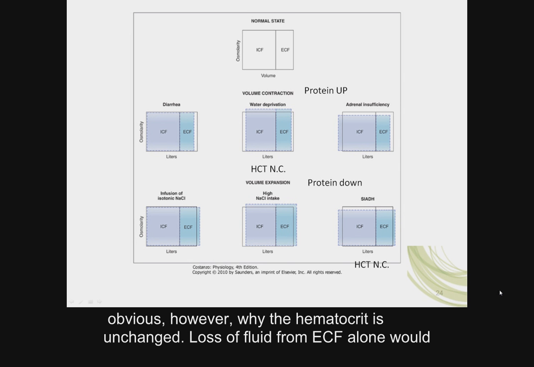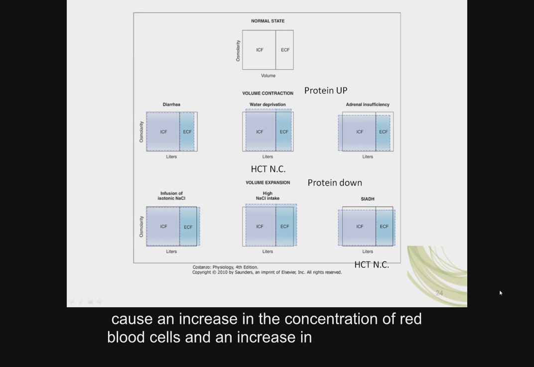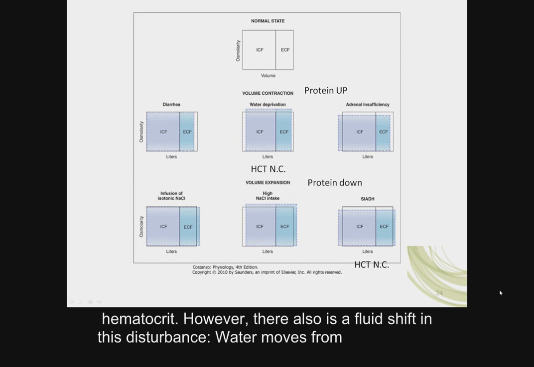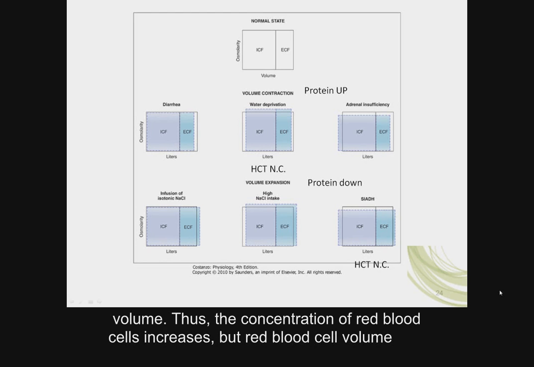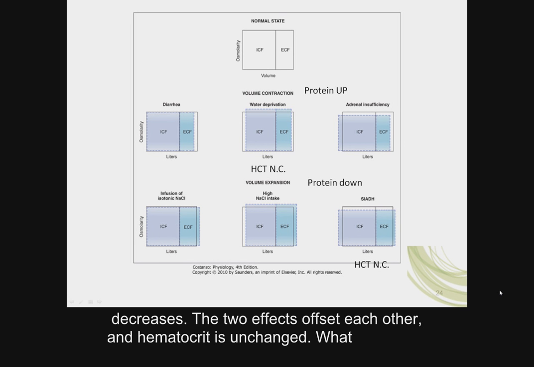Loss of fluid from ECF alone would cause an increase in the concentration of red blood cells and an increase in hematocrit. However, we must remember there is also a fluid shift in this disturbance. Water moves from ICF to ECF. Since red blood cells are cells, water shifts out of them, decreasing their volume. Thus, the concentration of red blood cells increases, but their red blood cell volume decreases. The two effects offset each other, and hematocrit remains unchanged.